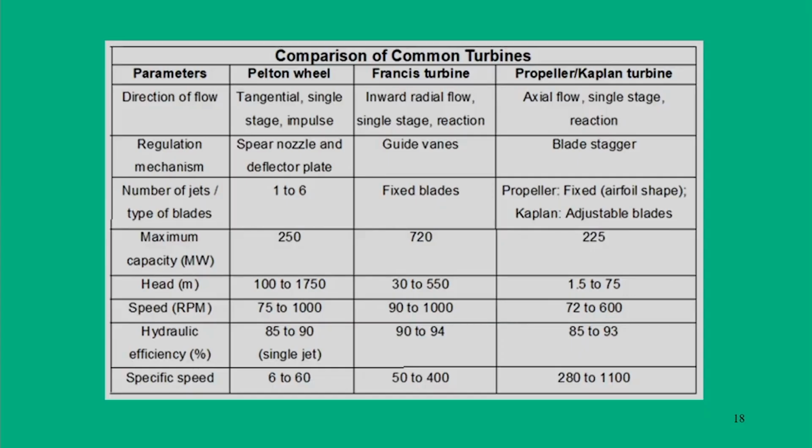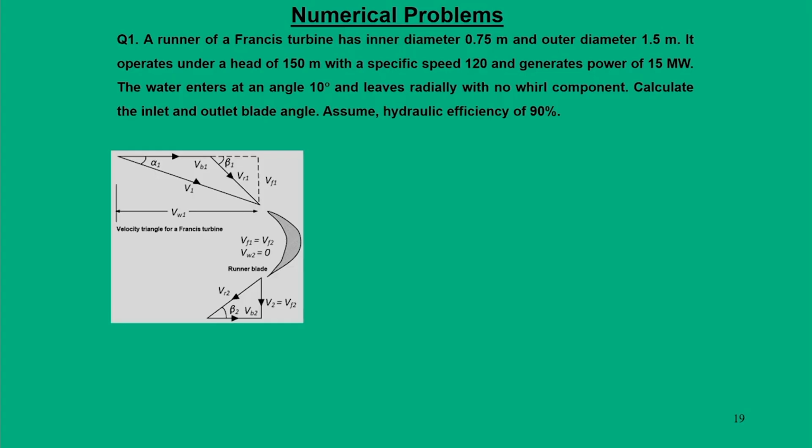Whatever we have discussed so far, the complete comparison of the turbines based on these specific parameters, Pelton wheel, Francis, propeller and Kaplan turbines, is presented here. This is the summary sheet of all types of hydraulic turbines, their respective efficiency, specific speed, power generation capability, head and RPM. So, with this we complete the hydraulic component of hydroelectric power systems. Before you conclude these lectures, let us try to solve some numerical problems based on our discussion in this lecture.